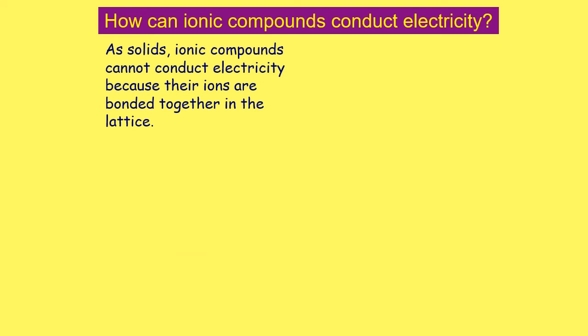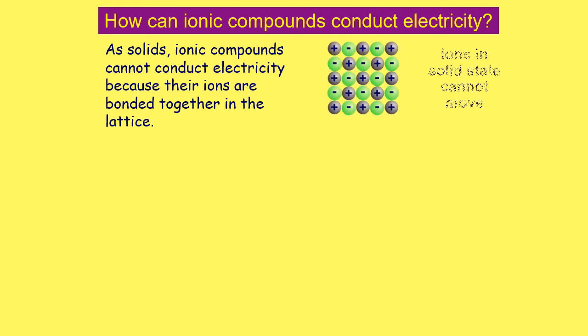So what you would find is that metallic compounds can conduct electricity, covalent compounds cannot conduct electricity, with the exception of graphite, which can. And ionic compounds, when they are solids, they cannot conduct electricity, but when they are liquid or dissolved in solution, they can. So how can ionic compounds conduct electricity? As solids, ionic compounds cannot conduct electricity because their ions are bonded together in the lattice, and ions in a solid state cannot move.